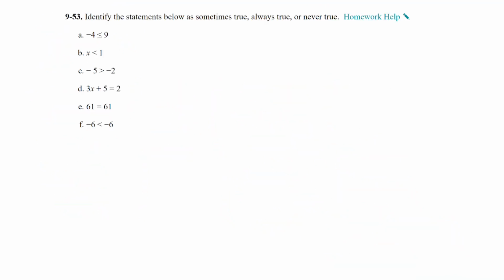Question 53. Identify the statements below as sometimes true, always true, or never true. So on question A, negative 4 is less than or equal to 9. When you're looking at these problems, there's no problem in creating a number line to help you identify whether something is true or not. So negative 4 is definitely less than 9, so this is always true.